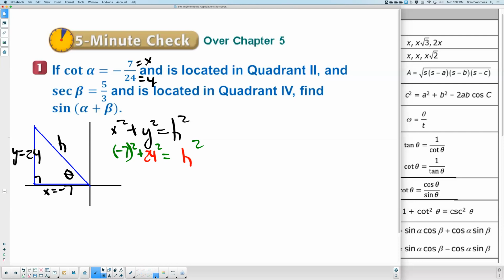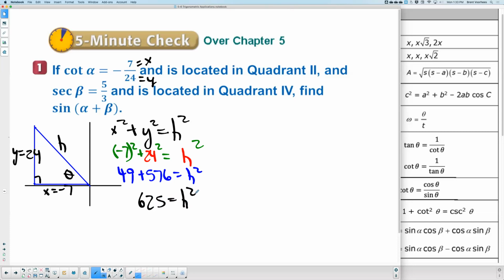So -7 times -7 is not -49. You've got parentheses. Positive 49. There you go. Positive 49. 24 times 24 is 576. Good. And so we need to add those together to get our hypotenuse squared. Oh, you already did. 625. 625 is our h squared.